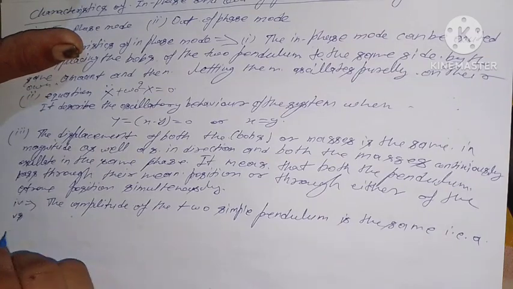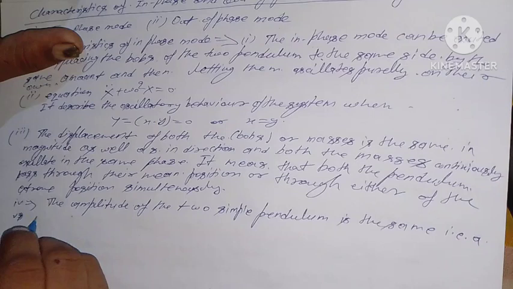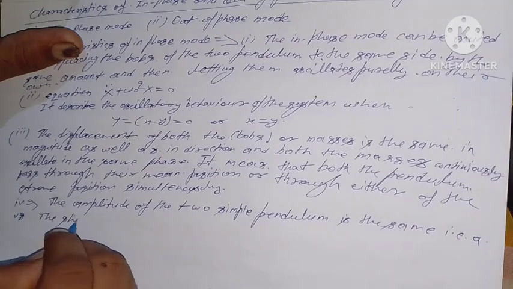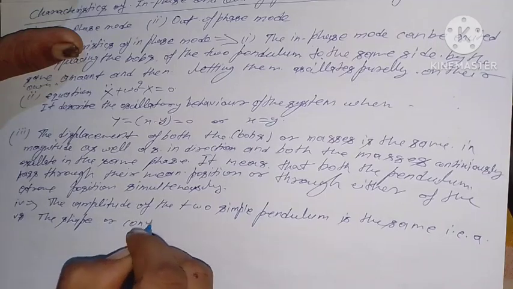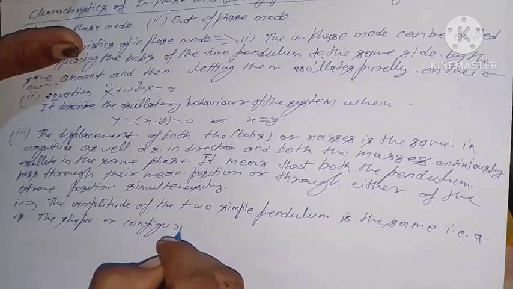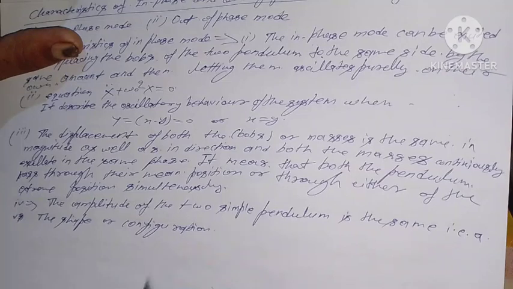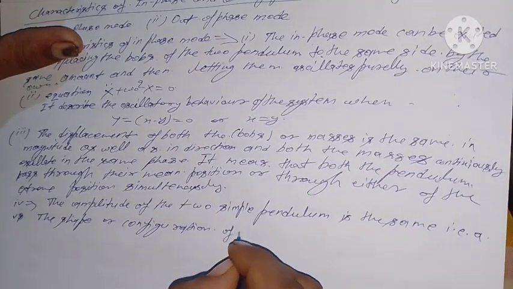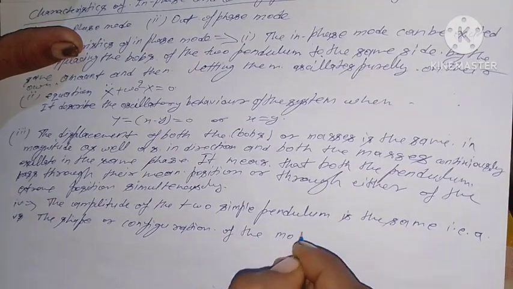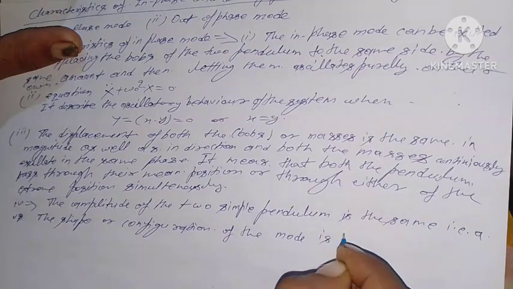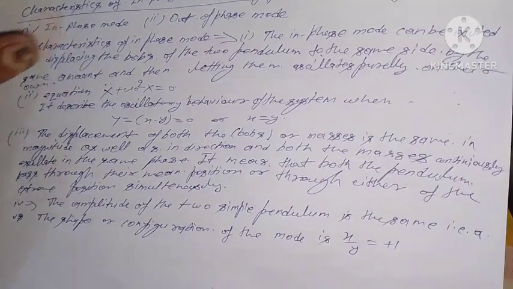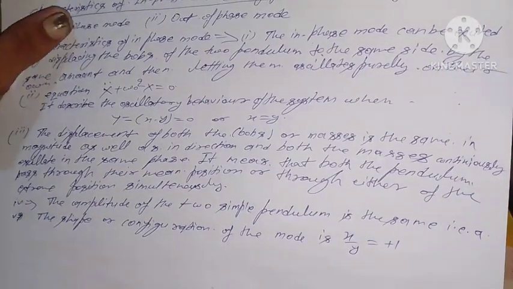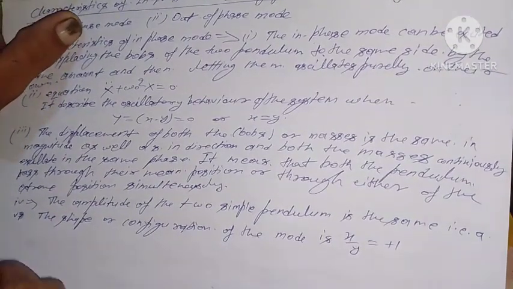Fifth point. The shape or configuration of the mode is x upon y equal to plus 1.